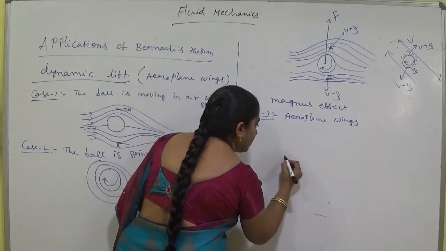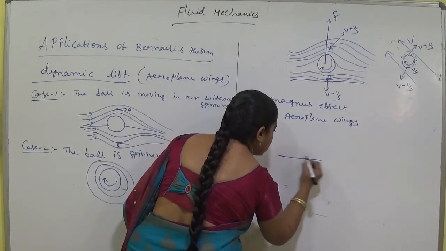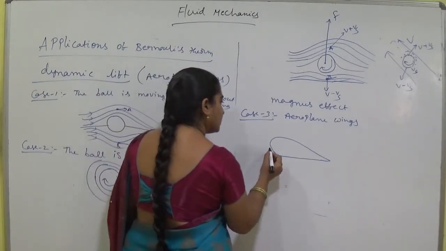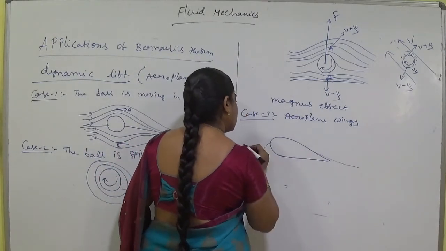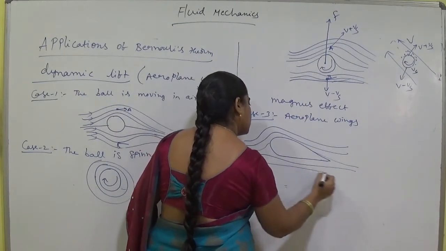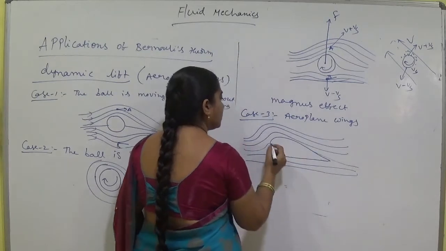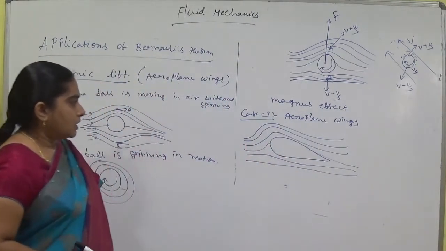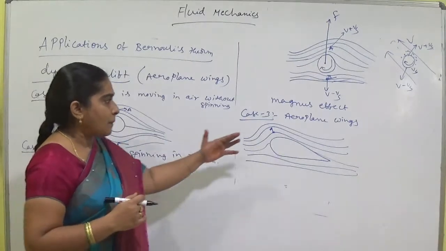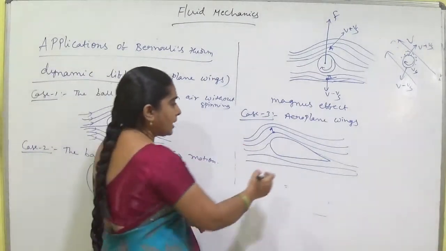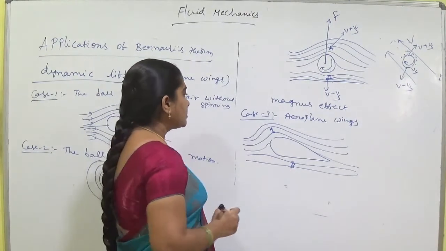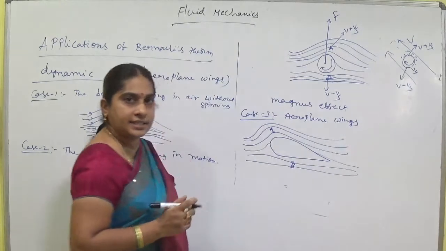Moving in the wing like this. At point A the streamlines are close together compared with point B. The velocity at A is larger compared with point B. So the aeroplane wings are specially designed.